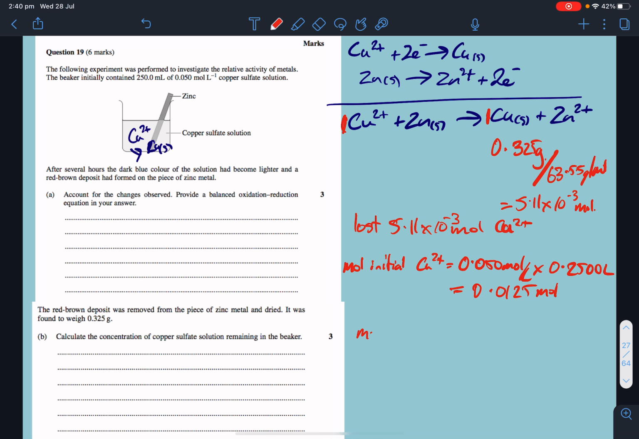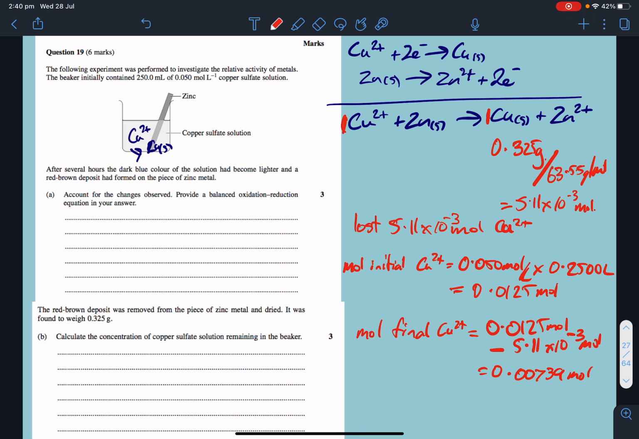So our final number of moles of copper 2 plus is going to equal our initial minus how much was consumed to make the solid. So it's going to be 0.0125 mole minus the 5.11 times 10 to the negative 3 mole. Okay, that gives 0.00739 moles.